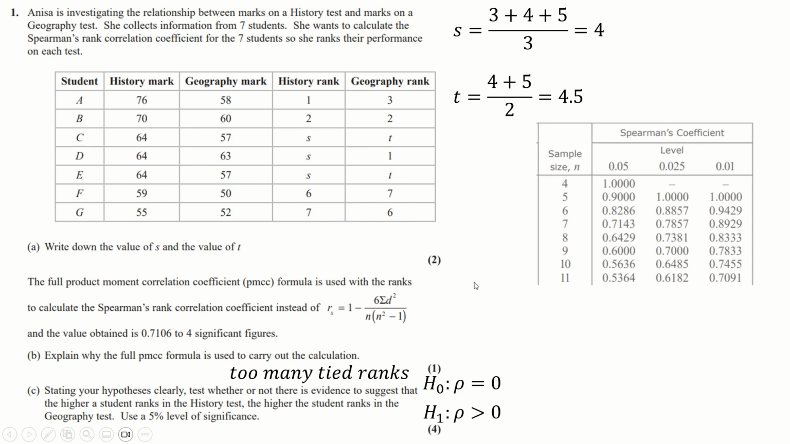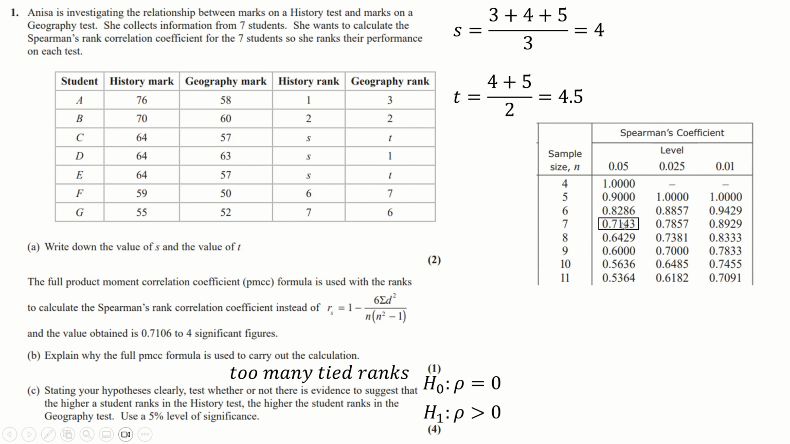And then we just need to look up, because we already know the r value that they've actually given us, so we don't need to calculate that. We just go to the Spearman's coefficient table because they used the ranks here. They used the PMCC formula, but they used it on the ranks, so it's still a Spearman's test. And it's one-tailed, like I said, at 5%. So with n equal to 7, that's going to be this one here.